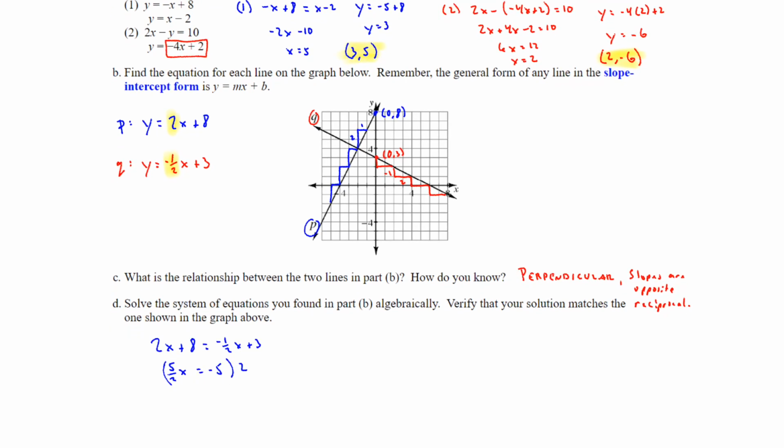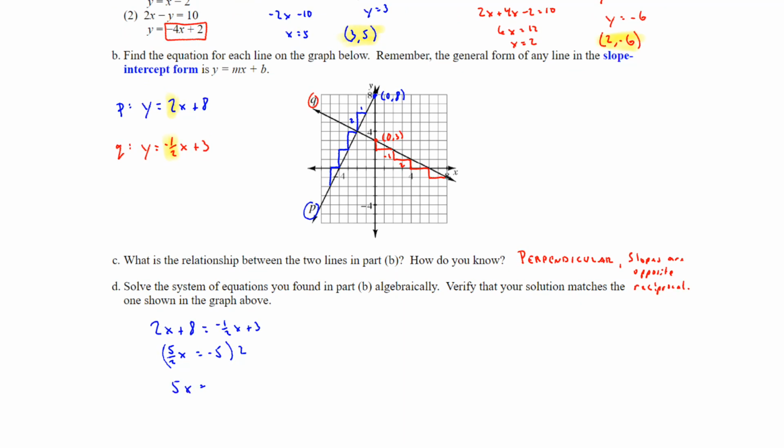I'll do this in 2 steps. Multiply by 2, so that's 5x equals negative 10, and then divide by 5, and x is equal to negative 2. Does that match up with where the solution is right here? Right there is where the intersection is, which is at negative 2 comma 4. So that looks good there. Then we'll take the negative 2, plug it back into the equation of 2x plus 8. And that's negative 4 plus 8, which is 4. So the ordered pair is negative 2 comma 4. And that does match up with what was in there for the graph.